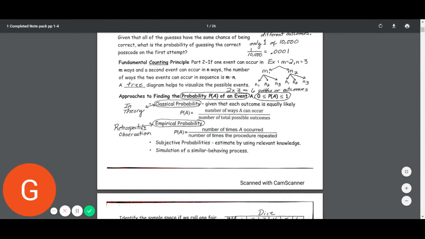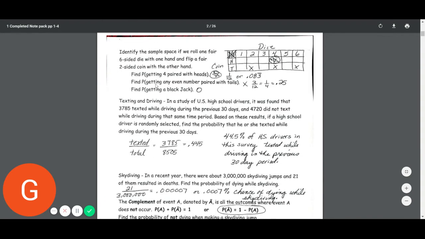Empirical is kind of retrospective observations. You're looking at the number of times something occurred divided by the number of times the procedure was repeated. So that is more of an observation, looking at the past and analyzing things. So we're going to practice some of these. I've got an example here where we're identifying the sample space if we roll one fair six-sided die with one hand and flip a fair 2-sided coin with the other hand.